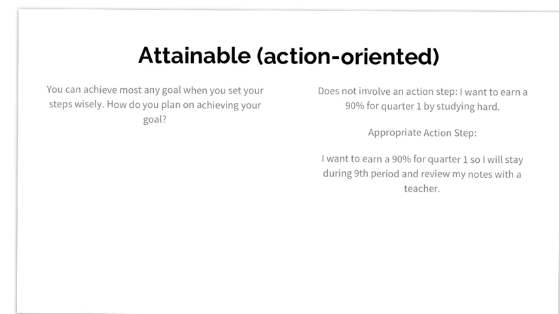A stands for obtainable. I also like to say this is action oriented. You have to be able to plan your steps wisely in order to achieve your goal. So you set yourself a SMART goal statement. You have to make sure that you have appropriate action steps to be able to carry out that goal.